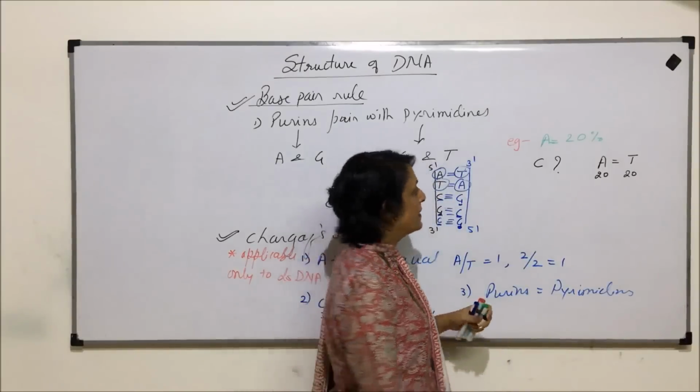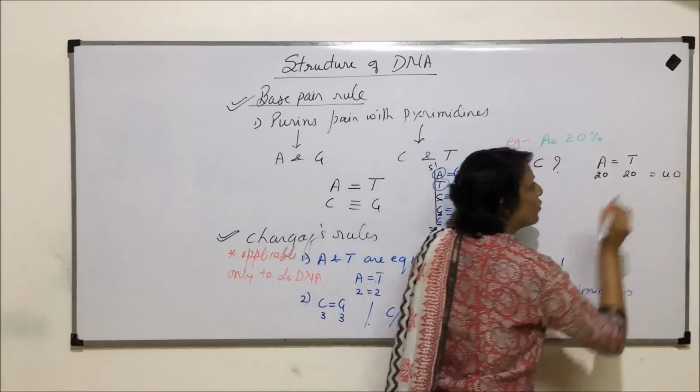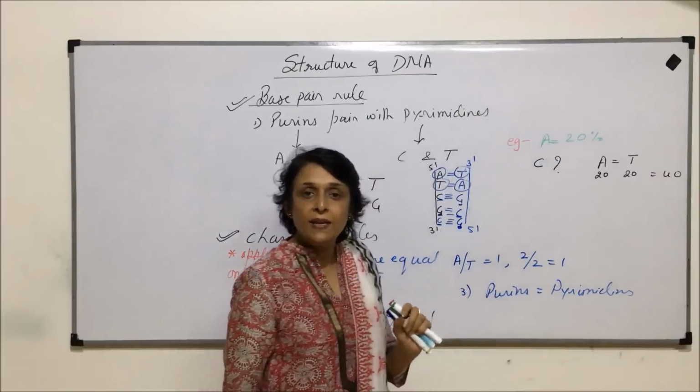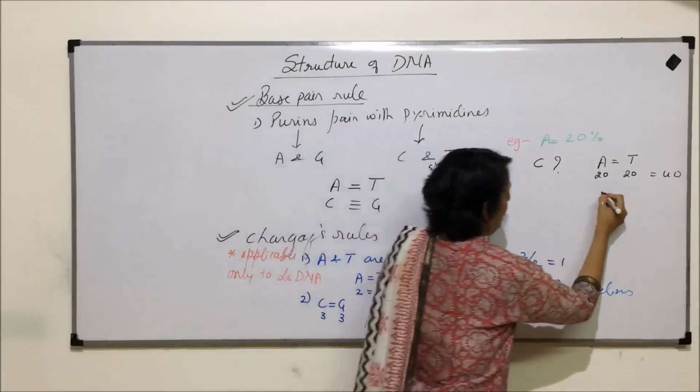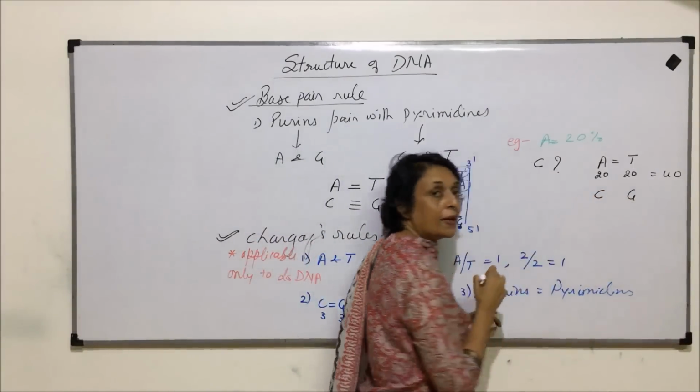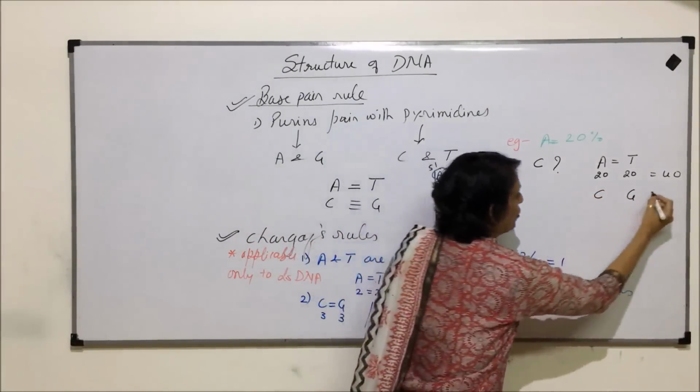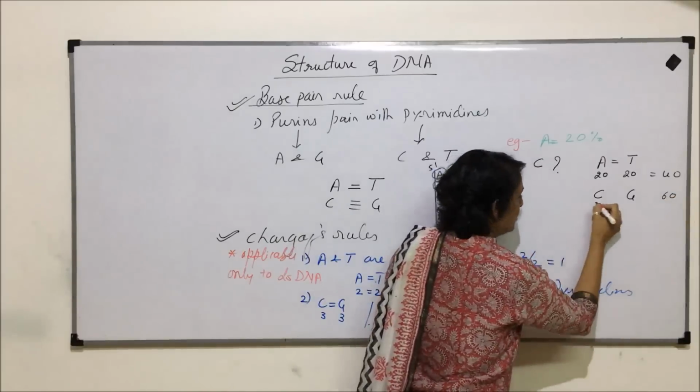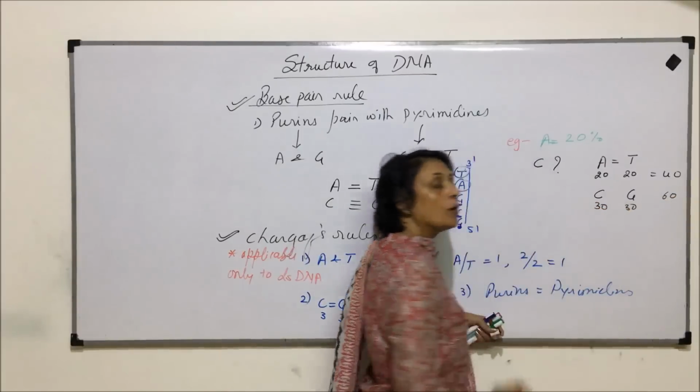So out of 100, this 40 is gone. Now what is remaining? C and G. So if there is C, it is going to pair with G. So total remaining is 60. So this will be 30 and this will be 30.